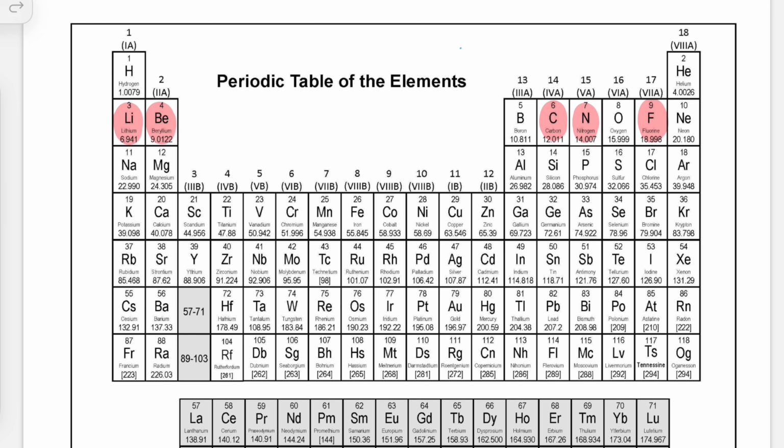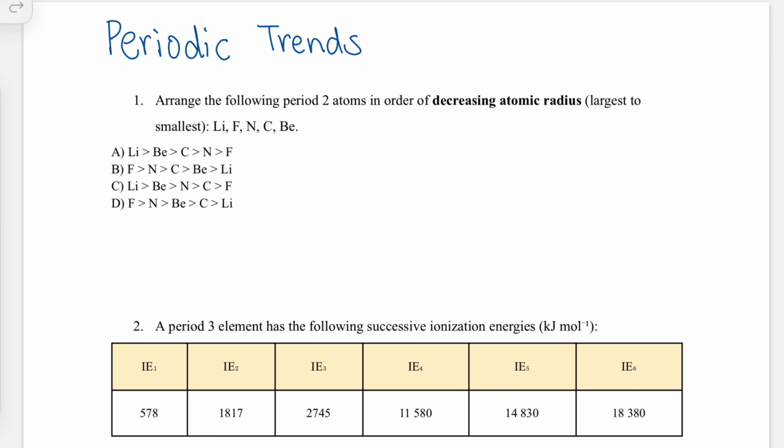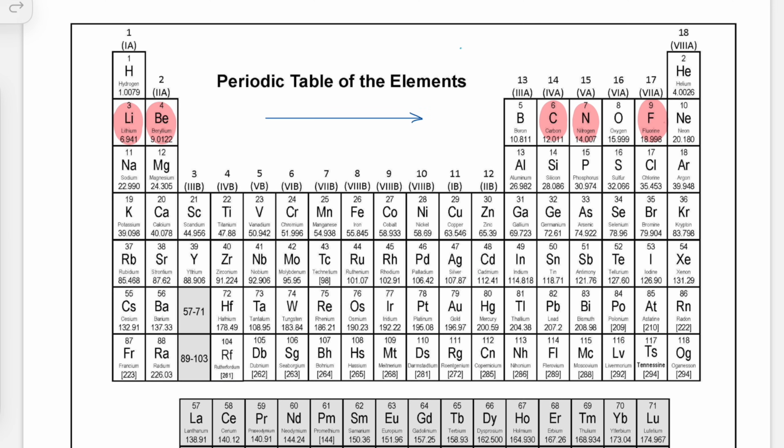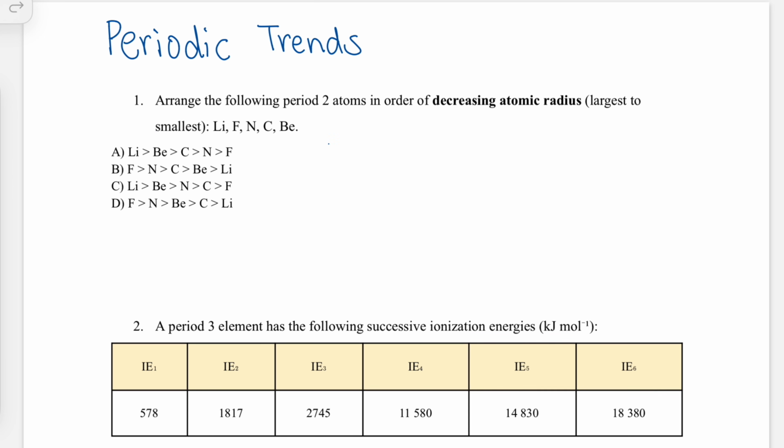So that means as we move from left to right, the atomic radius will decrease, and this is because the element on the right will have more protons and therefore a higher effective nuclear charge, which then pulls the electrons in more. So we'll basically just write it in the order that we see it here. Lithium will be greater than beryllium, which is greater than carbon, nitrogen, and then fluorine is the smallest.